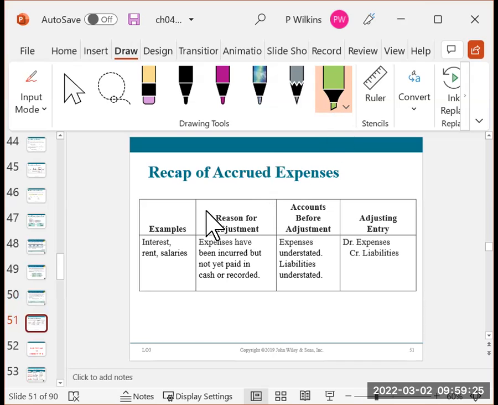So the next one is just the recap. Again, don't worry about the reasons for adjustments or the accounts before and after. What you want to know is that the expenses could be interest, rent, salaries. The other one is utilities, might be another one. Another one might be repair and maintenance expense. This is another possible one. And for the adjusting entry, you're going to debit expenses and you're going to credit liabilities.